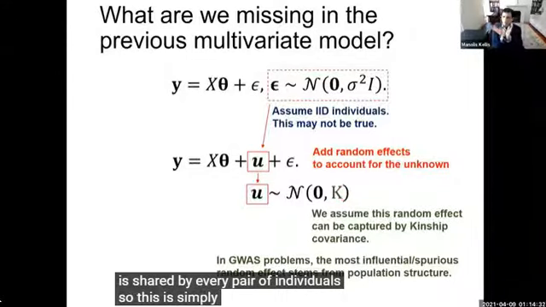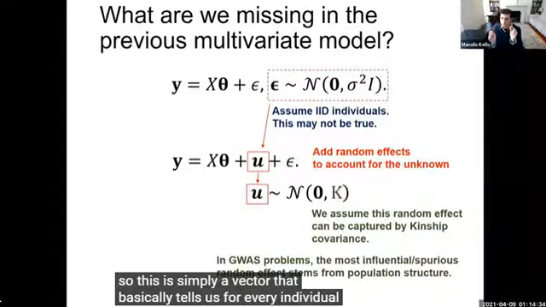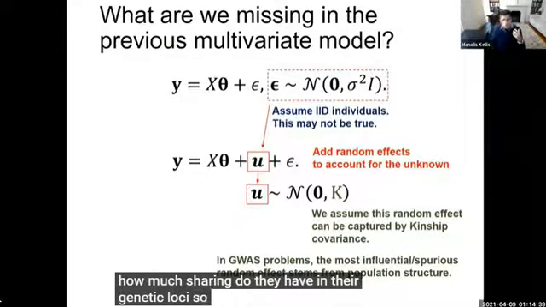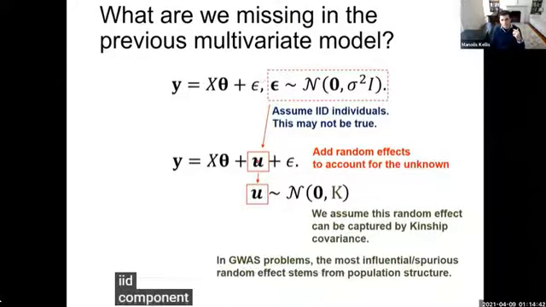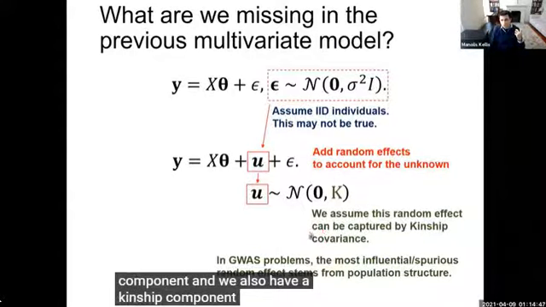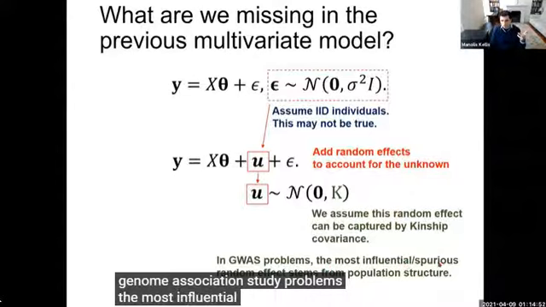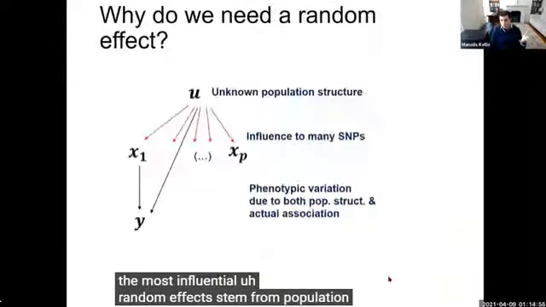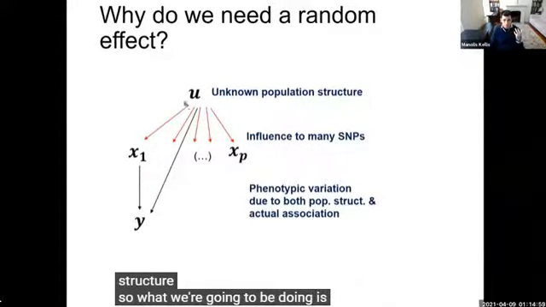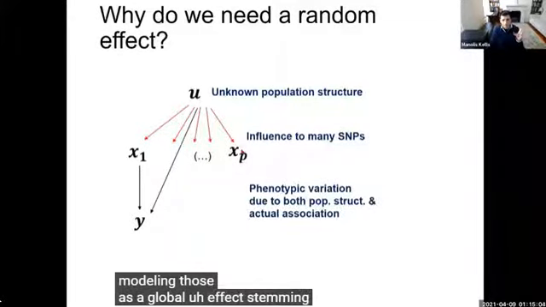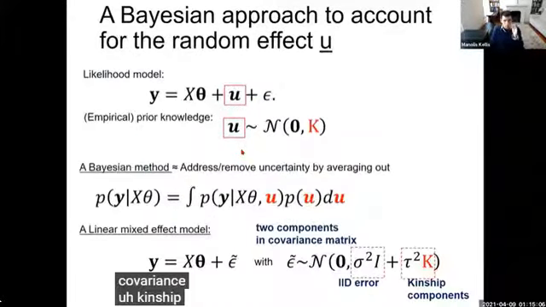So this is simply a vector that basically tells us for every individual how much sharing they have in their genetic loci. So we basically have the IID component, and we also have a kinship component. And for many, many genome-wide association study problems, the most influential random effects stem from population structure. So what we're going to be doing is modeling those as a global effect stemming from that covariance kinship matrix.